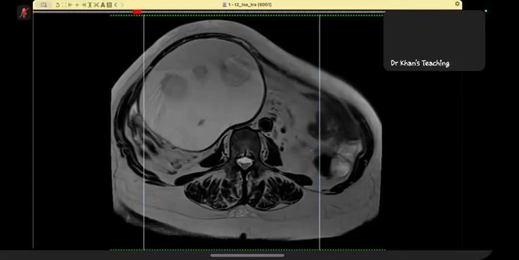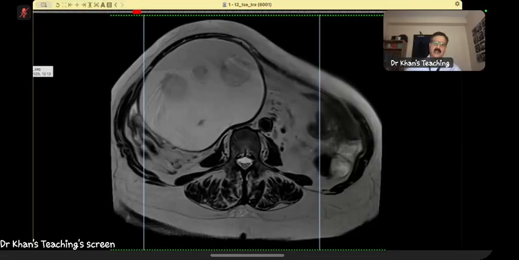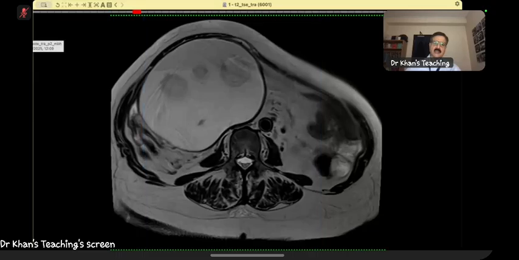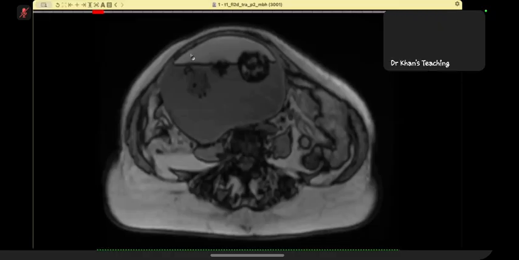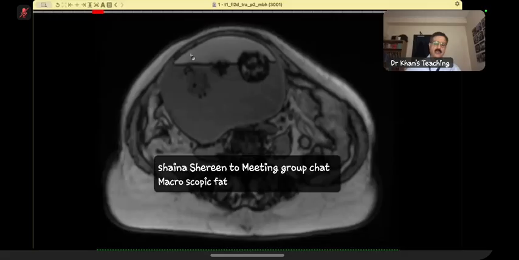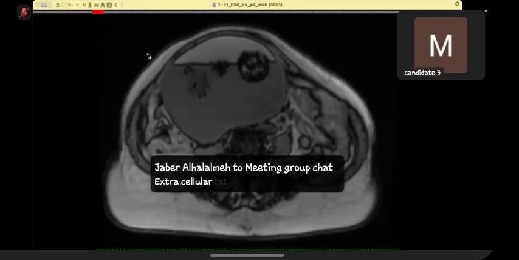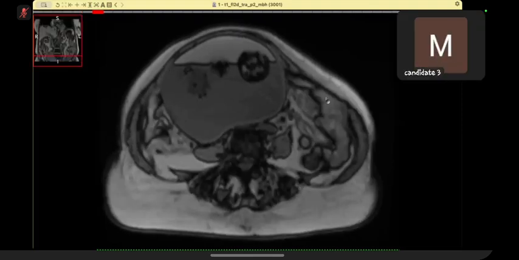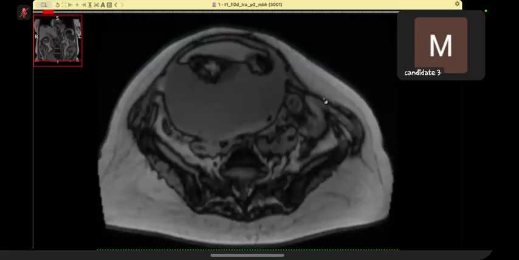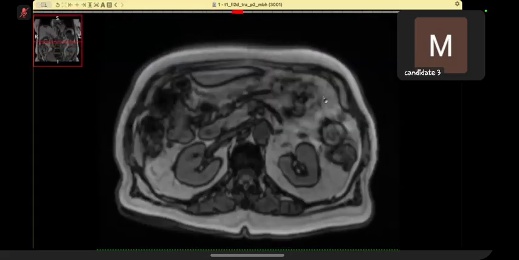And in the anterior part, what kind of component is this? It appears to be fatty. So is it intracellular or extracellular? This is extracellular. Okay. Now review the liver again on this sequence. So coming back to the area of the liver.